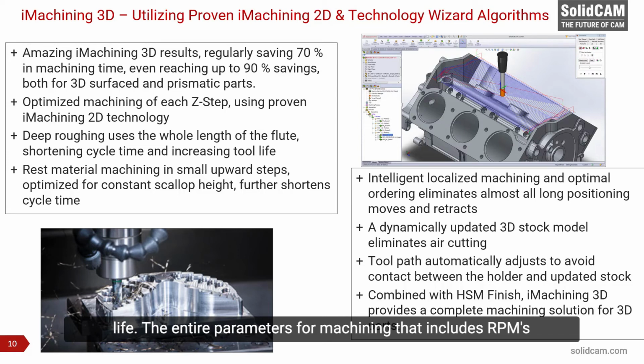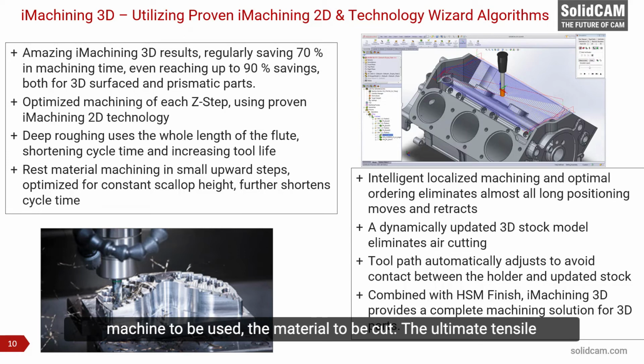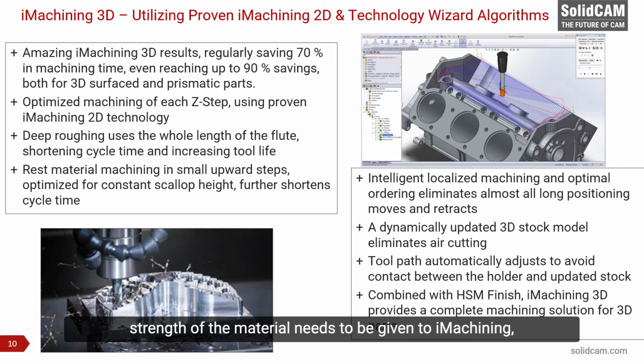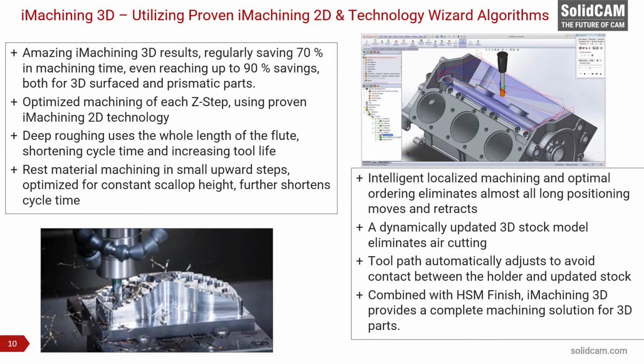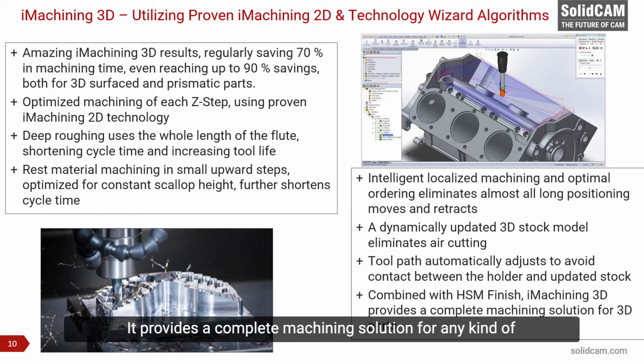The entire parameters for machining, that includes RPMs, feed rate, axial depth of cut, radial depth of cut, everything is calculated by iMachining by giving just the machine to be used, the material to be cut, the ultimate tensile strength of the material, the tool to be used, and the geometry to be cut. Once these four items are given, iMachining will create an intelligent machining for the entire part without any user intervention. And if you combine this with the HSM and HSR functionalities available in SolidCAM, it provides a complete machining solution for any kind of 3D parts.